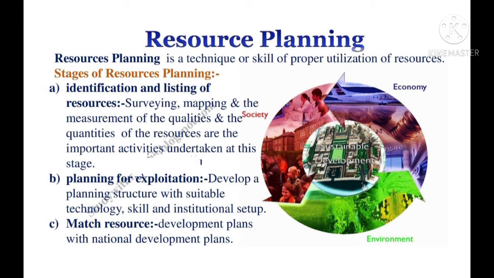So first of all, we have to identify those areas where we are expecting some resources, like we are expecting coal or minerals in some particular area. For that purpose, we will do the survey as well as the mapping of that particular area with the help of our science and technology. Then we will make an estimation of the quality and quantity of the resource, that is, how much quantity and what quality of resource we are going to get.